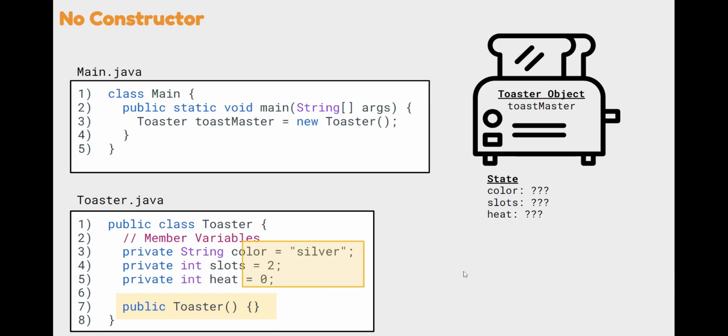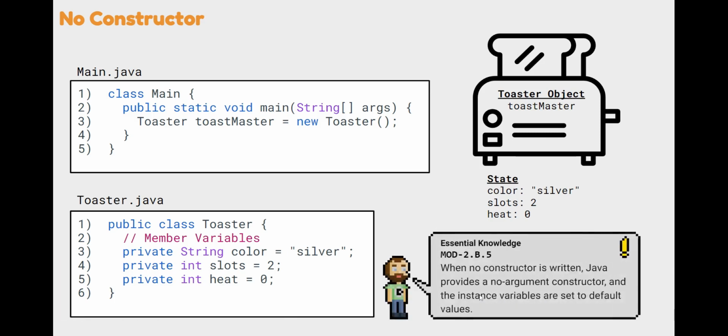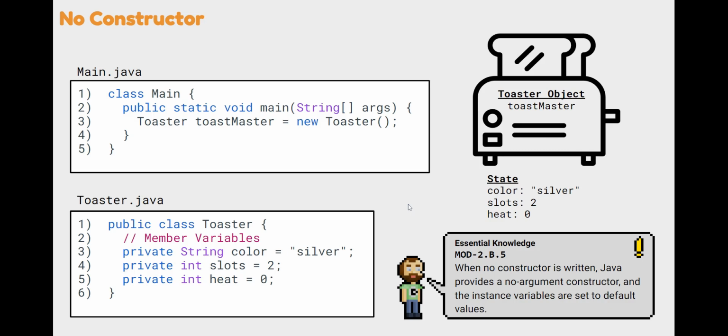Well, if you have default values provided, it will use those default values. By calling the no parameter constructor, color would be silver, slots would be 2, and heat would be 0. This aligns with our essential knowledge. When no constructor is written, Java provides a no argument constructor and the instance variables are set to default values.